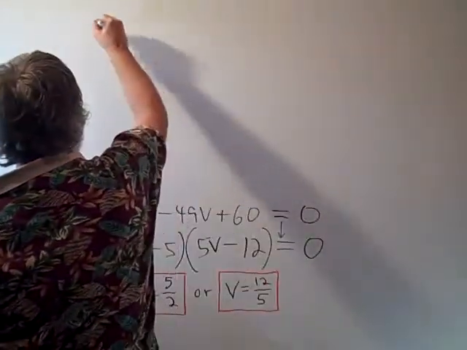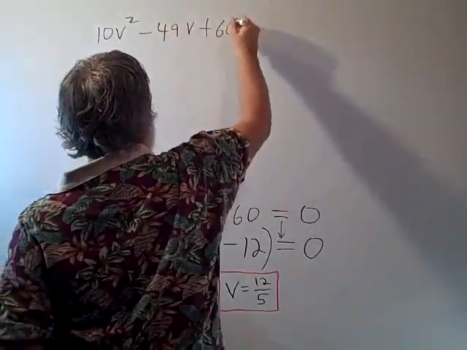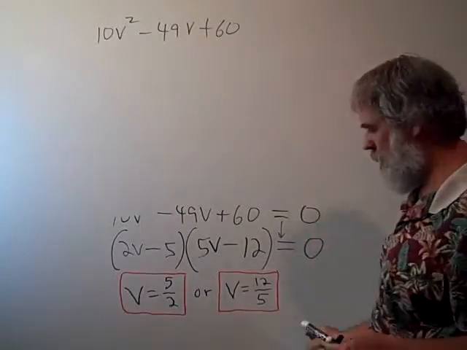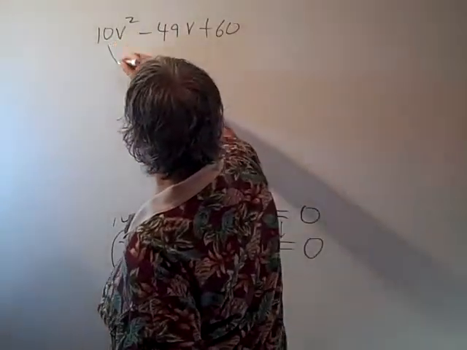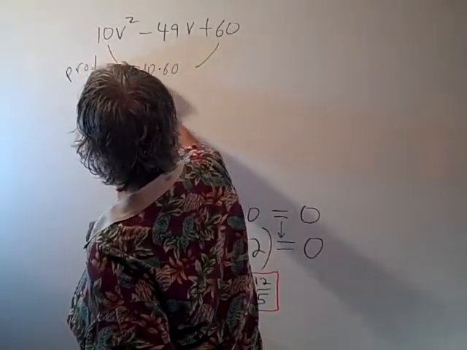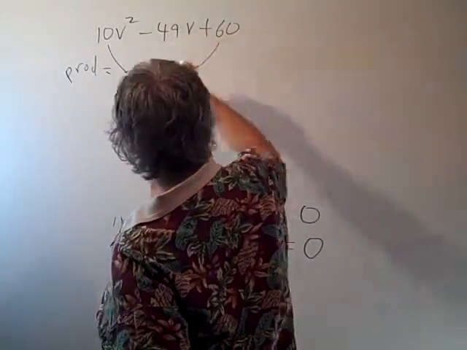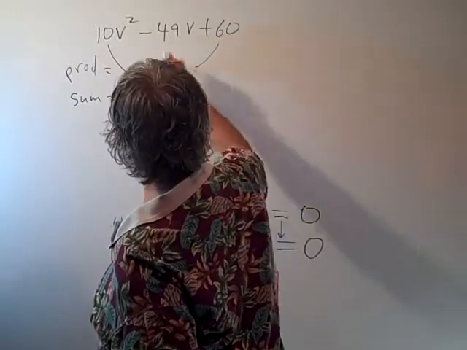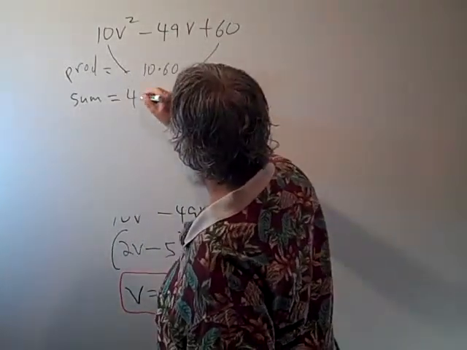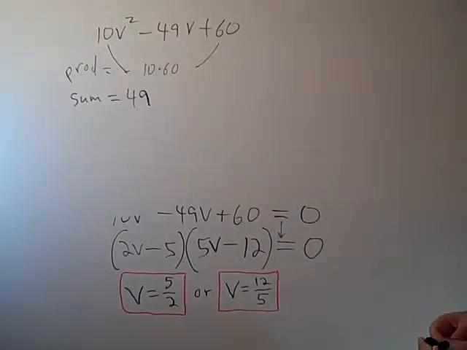We have the polynomial 10v squared minus 49v plus 60 equaling 0. And we want to factor that polynomial. So, multiplying the two numbers together, you have 10 times 60. That's 600, and we're looking for two numbers that have a product of that, but a sum, that's a plus, so the sum is equal to 49. So we have to see how to split up the factors of our product here, so that the sum of the two resulting numbers is 49.